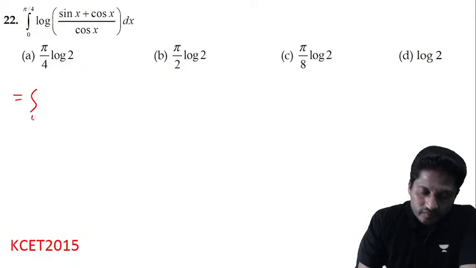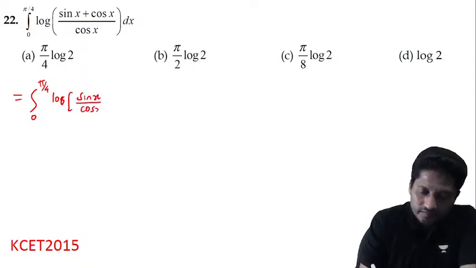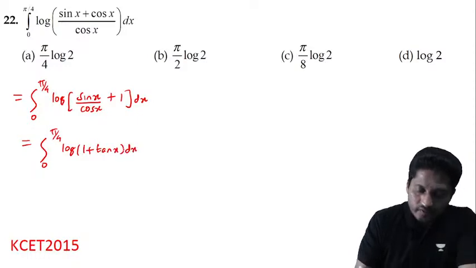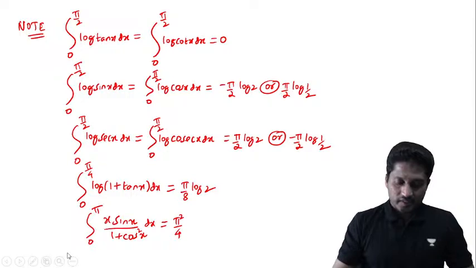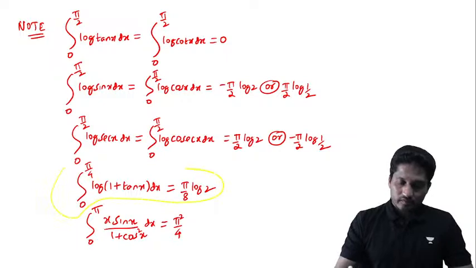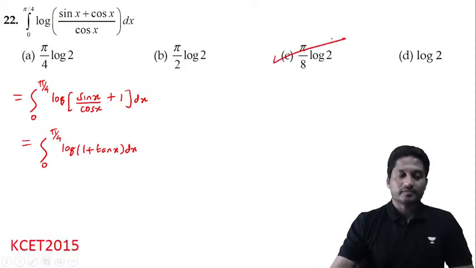So this is equal to integral 0 to pi by 4 of log of (sin x plus cos x) by cos x, plus cos by cos is 1, so integral 0 to pi by 4 of log of 1 plus tan x dx. Now, integral 0 to pi by 4 of log of 1 plus tan x dx is pi by 8 log 2. I'll use this result. So if I use this result, pi by 8 into log 2, the answer is option C.